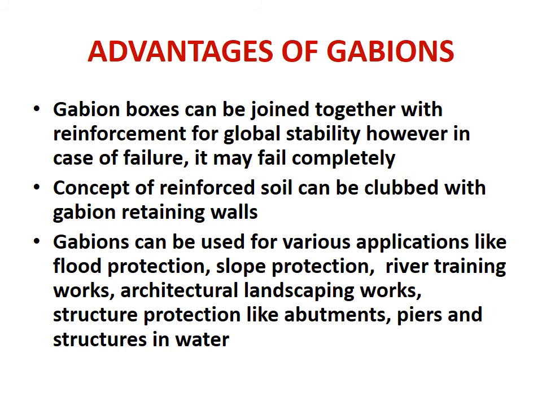Then Gabion boxes can be joined together with reinforcement for global stability. However, in case of failure, it may fail completely, I think. The concept of reinforced soil can be clubbed with Gabion retaining walls. That is also an advantage. Gabions can be used for various applications like flood protection, slope protection, river training works, then soil stability, slope stability, architectural landscaping works, structure protection like abutments, piers, and structures in water, and that has many advantages you can think of.